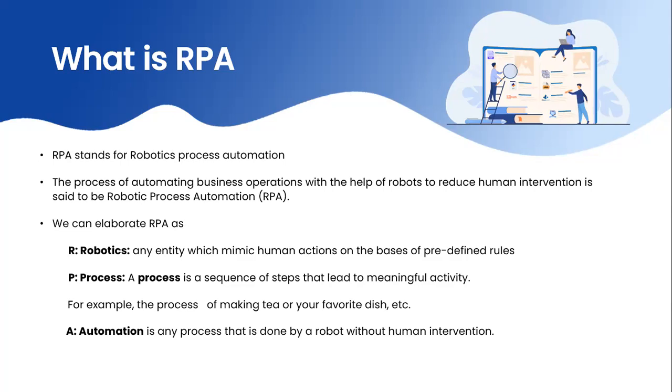So robotics first. Robotics is any entity which mimics human action. Process is a sequence of steps which lead to a meaningful activity. That means you are getting something from it, and it's a meaningful thing. Okay. And the third thing is automation. Anything which is done automatically by a robot, by any robotic entity, that's automation. Okay. Any doubt, guys, over here?